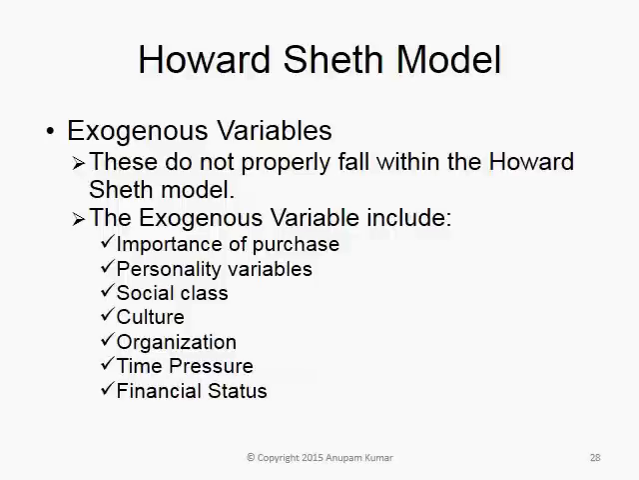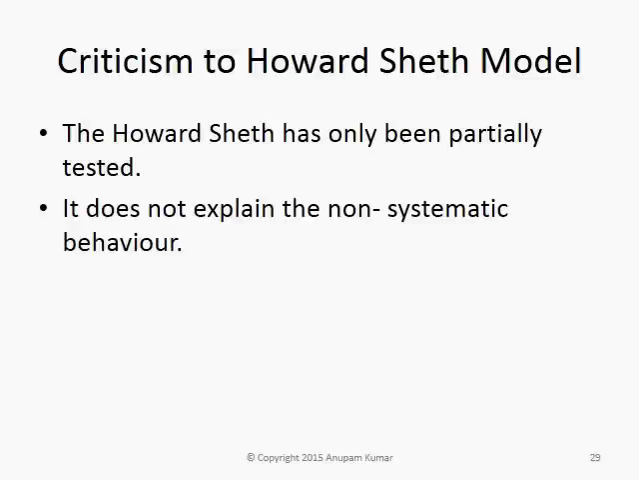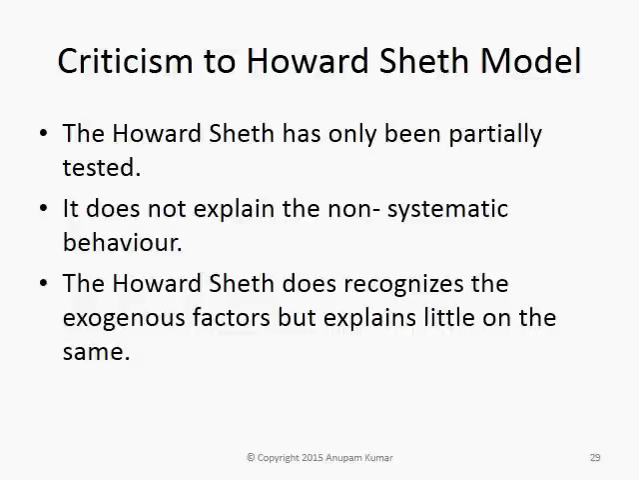The Howard-Sheth model is a comprehensive model which tries to explain the buying behavior under diverse scenarios. However, it has still been criticized on various grounds. The Howard-Sheth model has only been partially tested. It does not explain non-systematic behavior. The Howard-Sheth model does recognize the exogenous factors but explains little on the same.